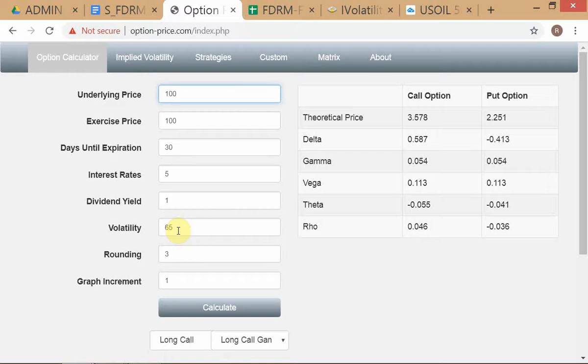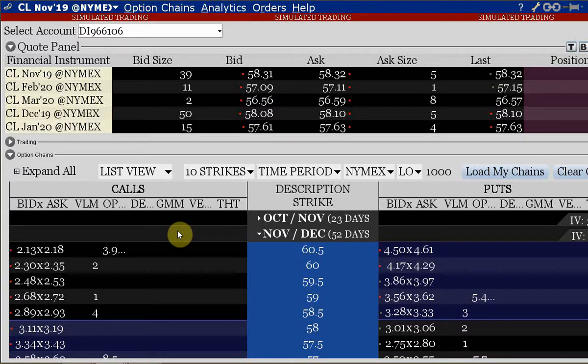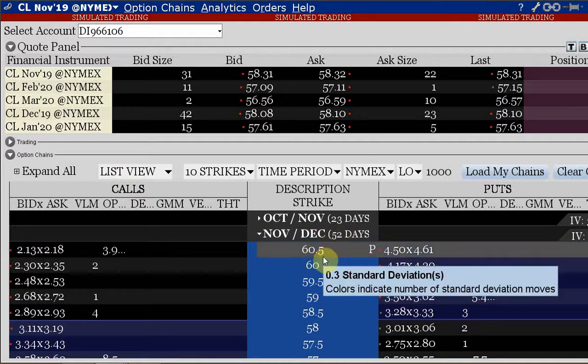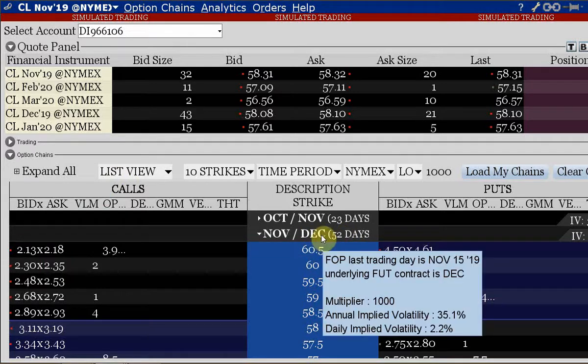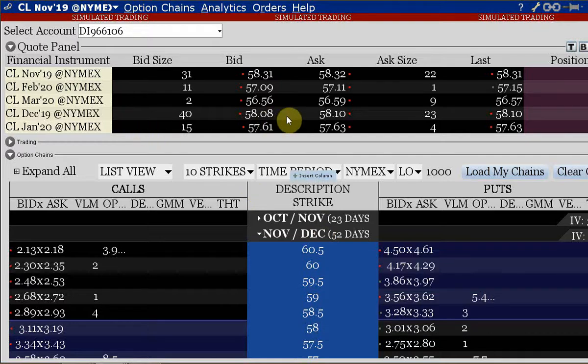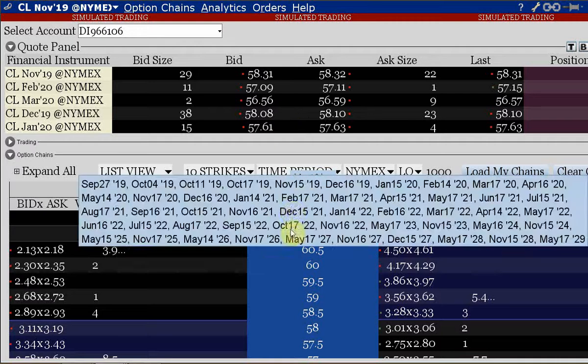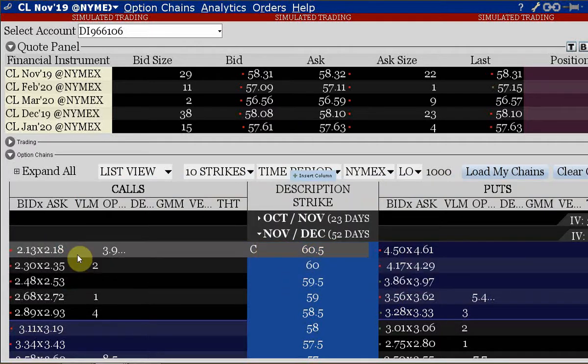Remember the concept of sunk cost? In options, what is the maximum you can lose? If I buy this November, December, 52 days to expiry, what's the underlying here? I mouse over and look at the underlying futures contract. Remember in this case, the underlying is a futures contract, the December contract. December 19, around $58. The December futures contract is around $58, and I buy an out of the money call. Let's say I buy an out of the money call at 2.18. What's my maximum risk?